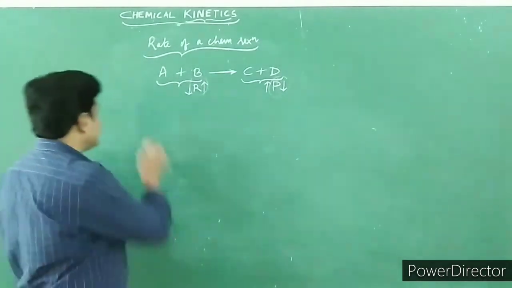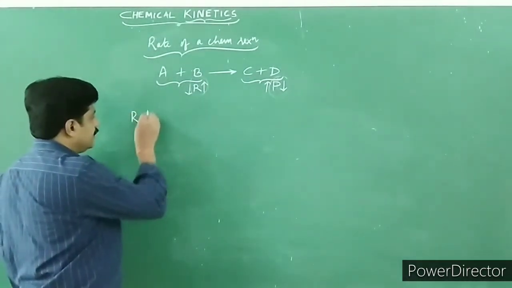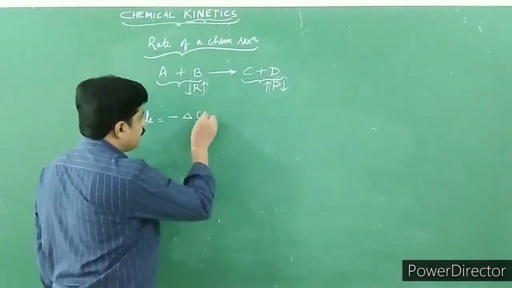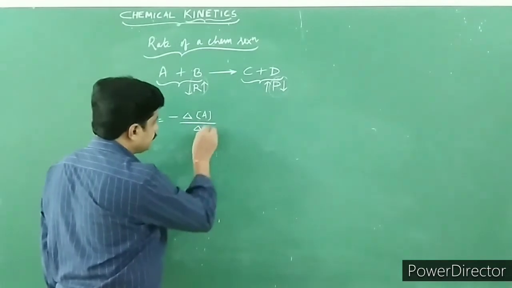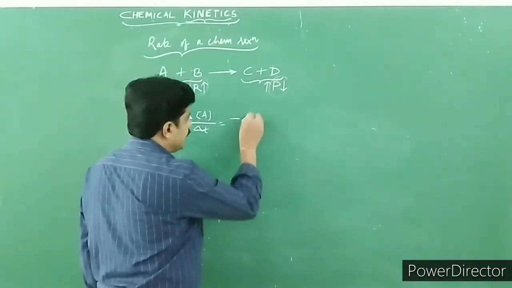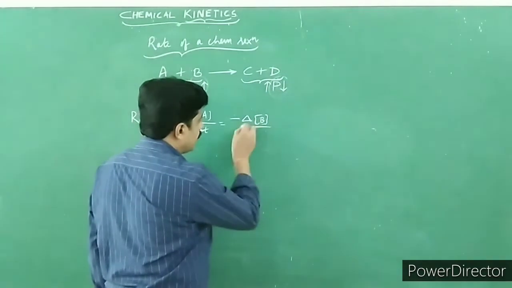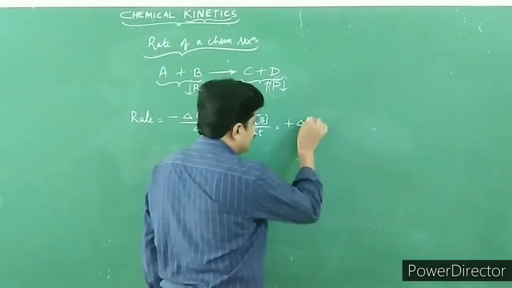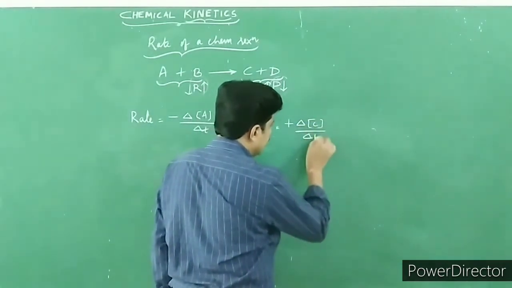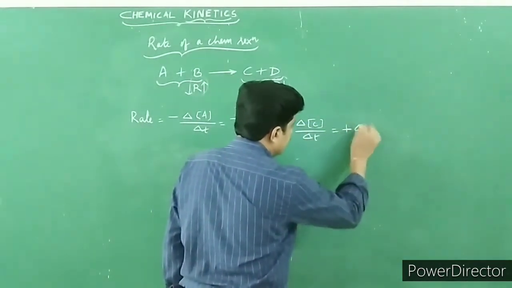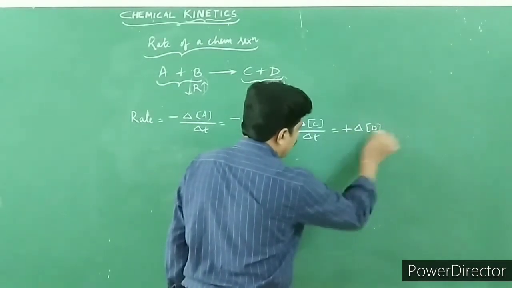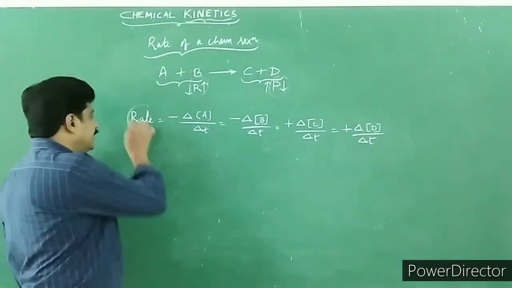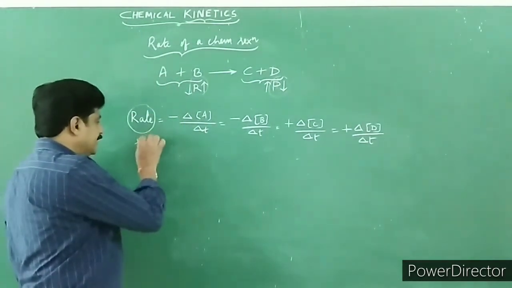Let me write the mathematical expression for rate of a reaction. The rate is equal to minus delta concentration of A upon delta t. That is equal to minus delta concentration of B upon delta t. That is equal to plus delta concentration of C upon delta t. That is equal to plus delta concentration of D upon delta t. Children, remember, a rate is always a positive entity.